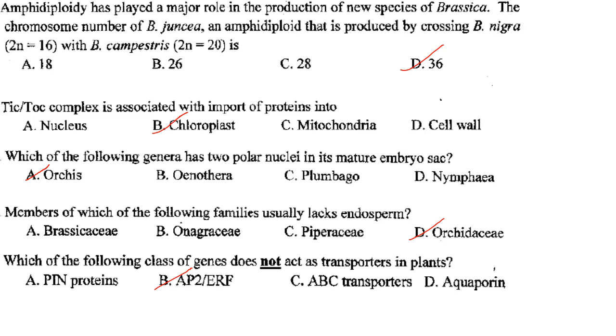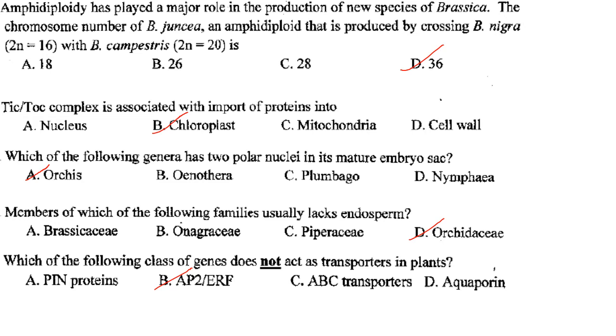Amphidiploid has played a major role in the production of new species of Brassica. The chromosome number of Brassica juncea, an amphidiploid that is produced by crossing Brassica nigra with Brassica campestris. So they have given the 2n, that is diploid chromosome number of nigra and campestris. It was used for producing the amphidiploid Brassica juncea. So the chromosome number of the amphidiploid is 16 plus 20, that is 36. Answer is option D.